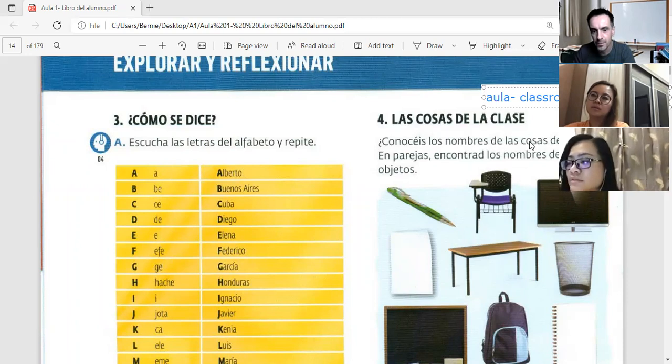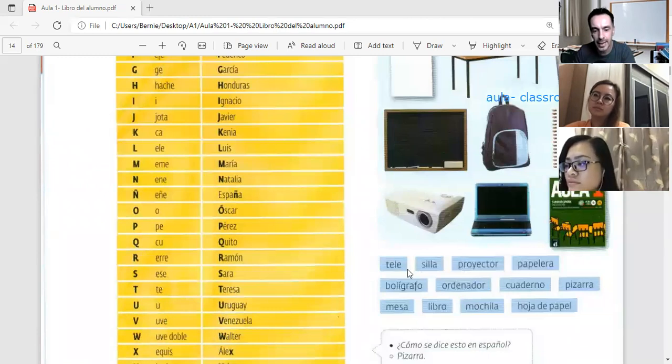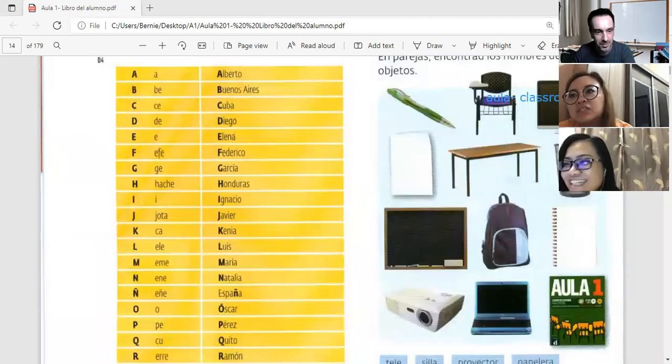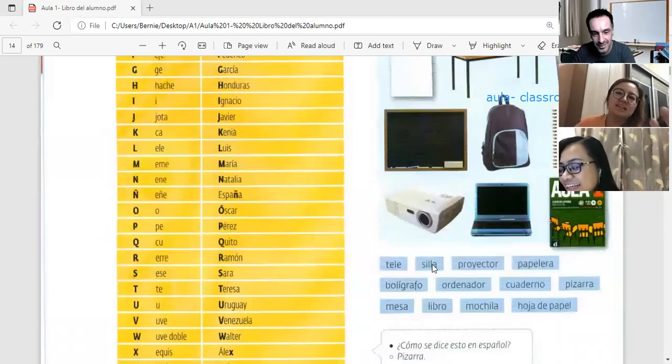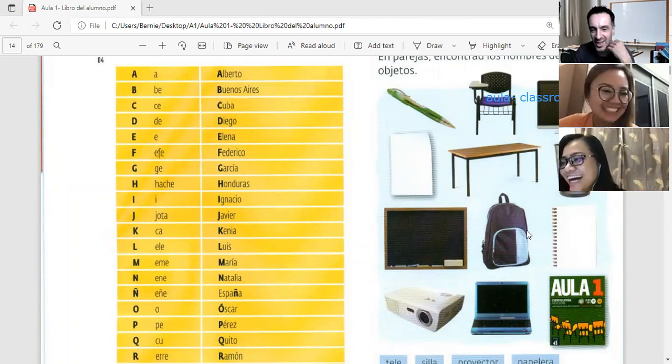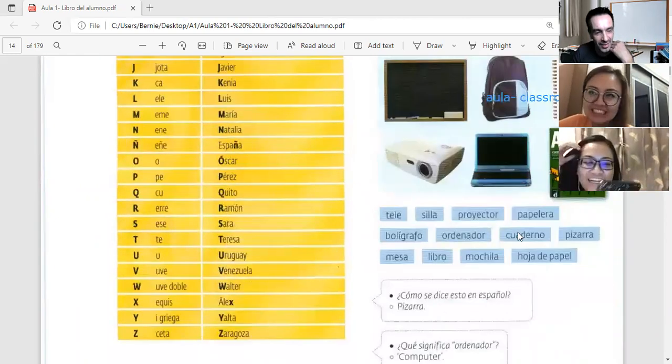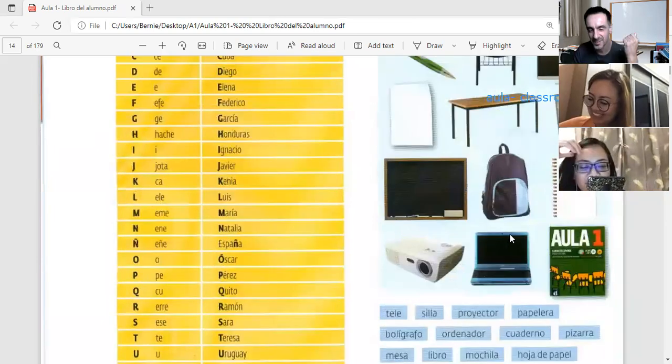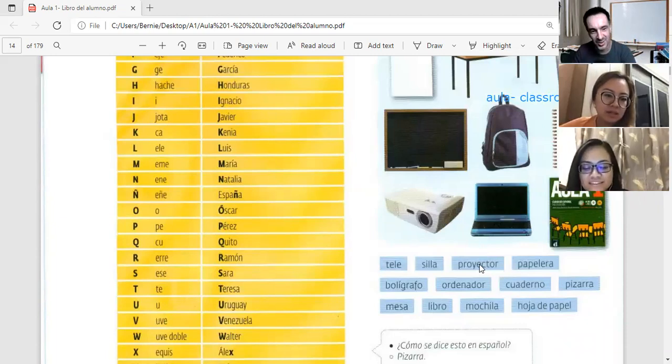If we go down, you have, for example, tele. What can it be for you? If I tell you tele. Television. Correcto, television. Yes, in a short way, tele. Sí. What does it sound like for you? What can it be? No idea. Okay. Chair. Yes, it's a chair. Silla. Proyector, or projector. It sounds similar, right? Yes.